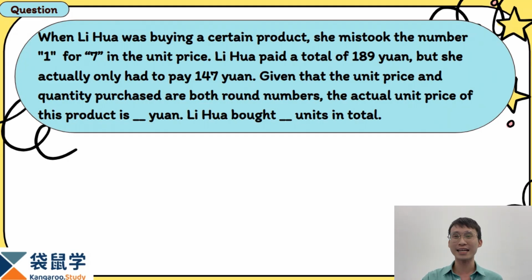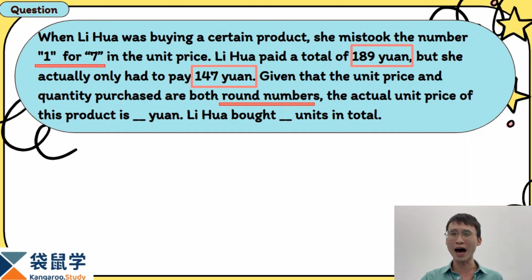The question states, when Li Hua was buying a certain product, she mistook the number 1 for 7 in the unit price. Li Hua had to pay a total of 189 yuan, but she actually only had to pay 147 yuan. Given that the unit price and quantity purchased are both whole numbers, the actual unit price of this product is how much yuan? And Li Hua bought how many units in total?